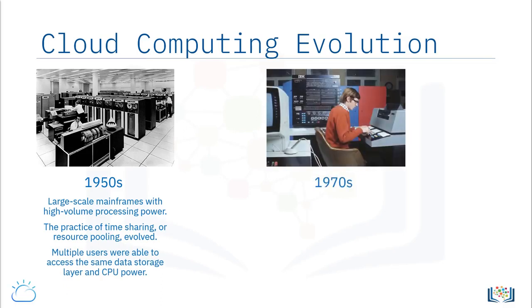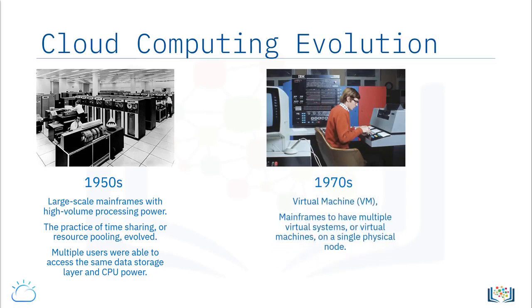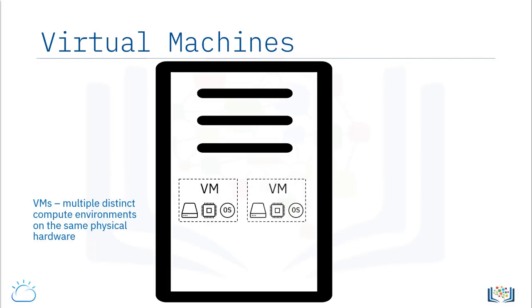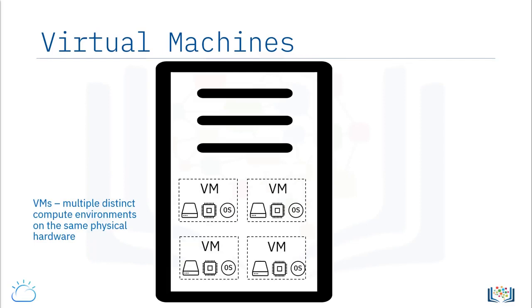In the 1970s, with the release of an operating system called Virtual Machine, or VM, it became possible for mainframes to have multiple virtual systems, or virtual machines, on a single physical node. The virtual machine operating system evolved the 1950s application of shared access of a mainframe by allowing multiple distinct compute environments to exist on the same physical hardware.